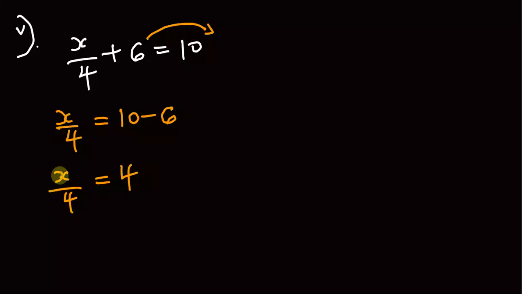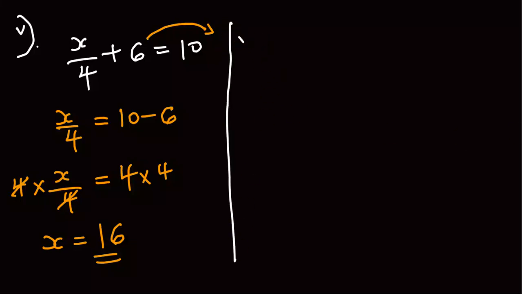To get the value of x, we multiply both sides by 4, so that when we simplify this, we will remain with x is equals to 4 times 4 is 16.